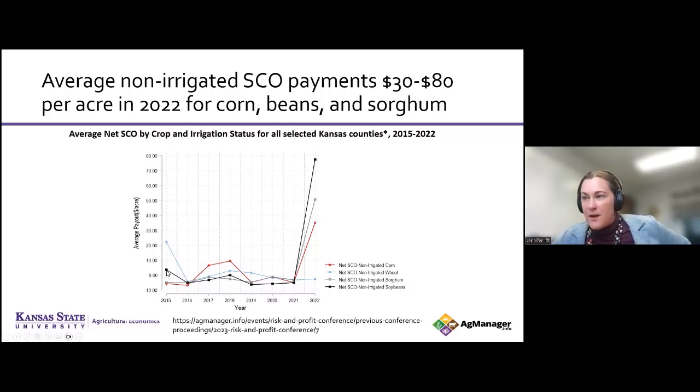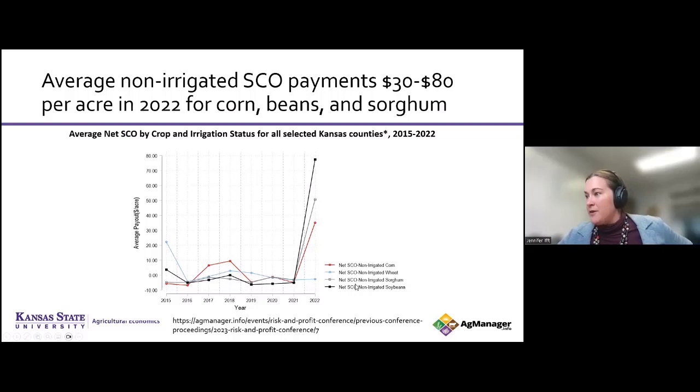There would have been some payouts in soybeans and relatively low payouts most years. Again, on average, if there was a large yield loss, some individual counties might have had it covered. But you don't really see big payouts under SCO until 2022.